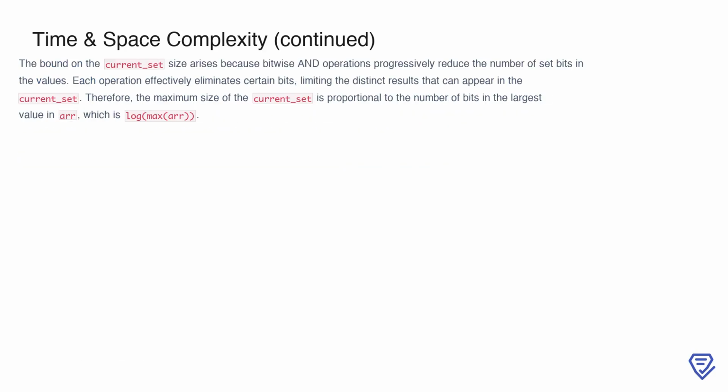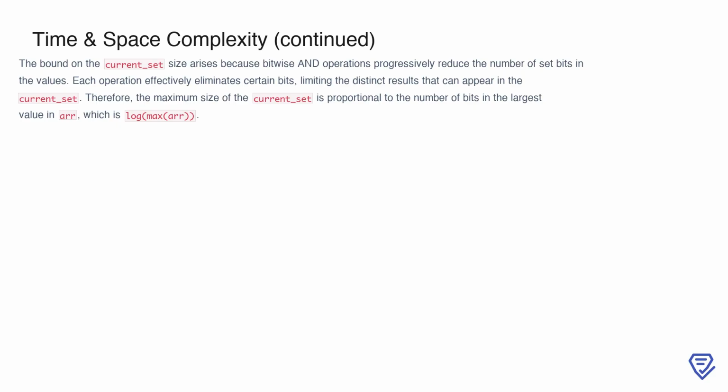The bound on the size of the current_set is a direct result of the nature of bitwise AND operations. With each operation, the number of set bits in the resulting values is reduced, meaning that the distinct results produced by repeated AND operations are limited. This behavior ensures that the current_set cannot grow indefinitely.